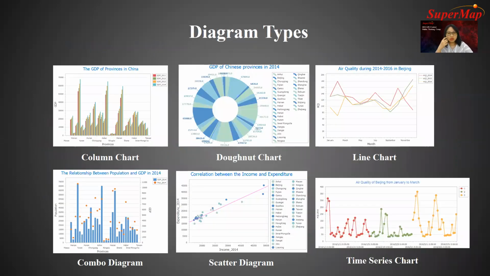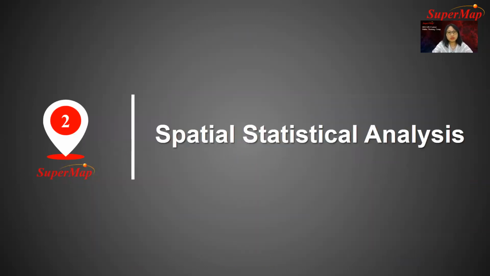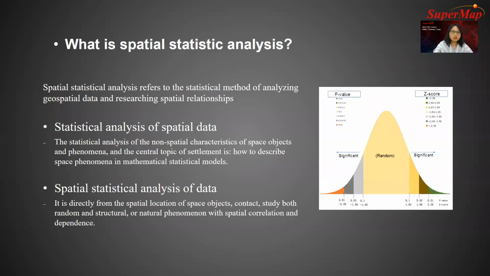So here are the diagrams, and here are the types of the diagrams. We can see we have multiple types of choices for you, the column, pie, and others. And the next part I want to mention is spatial statistical analysis. So what is spatial statistical analysis? It refers to the statistical method of analyzing geospatial data and researching spatial relationships.